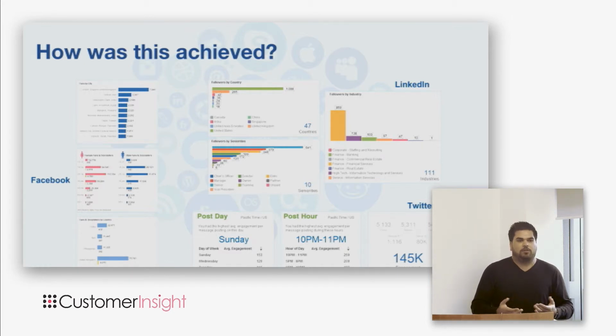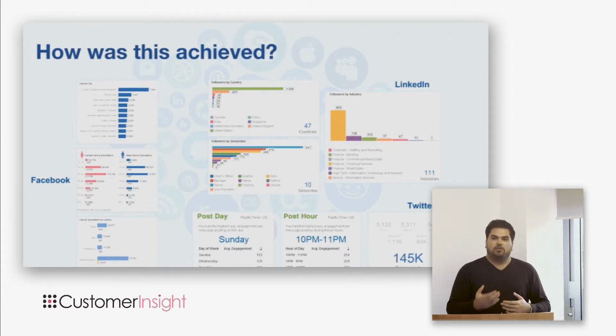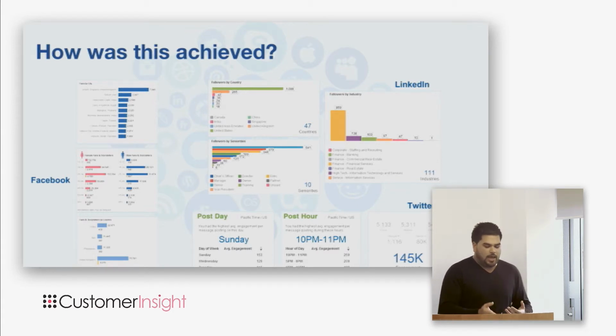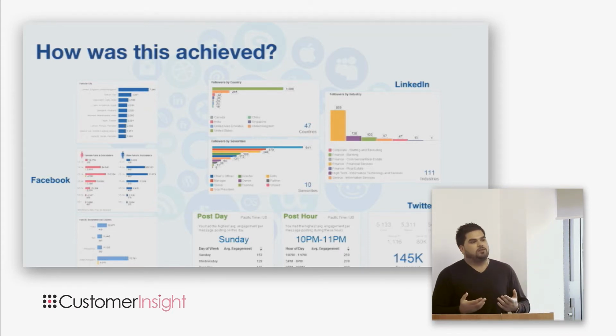What kind of people are they? Where are they based? With LinkedIn, it would tell us what industry people work in, what job titles they have, how big's the company, where are they based. And with Twitter, it tells us the best type of post, whether it be a picture or a video or a link, and then tells us all the different kinds of engagement actions that we're getting back from our posts.